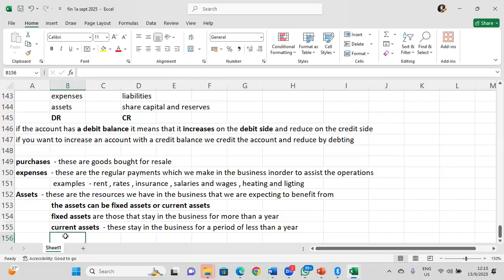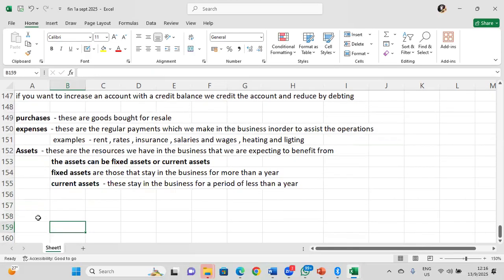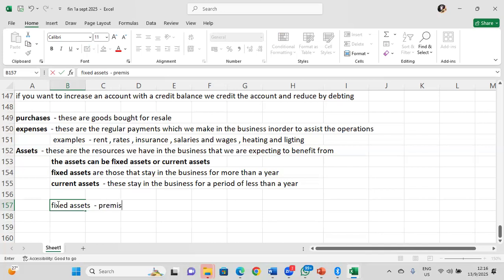Let me list the examples. Some common examples of fixed assets: we have premises, motor vehicles, buildings, plant and machinery, or furniture. So these are fixed assets. They stay in the business for a long time.